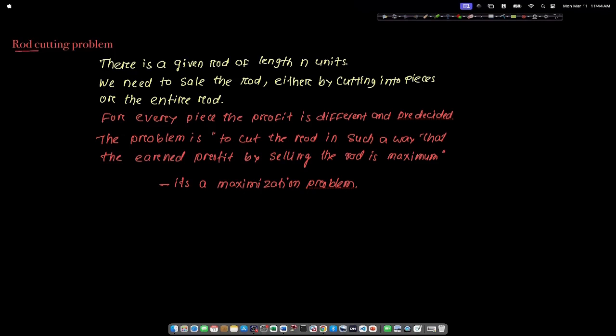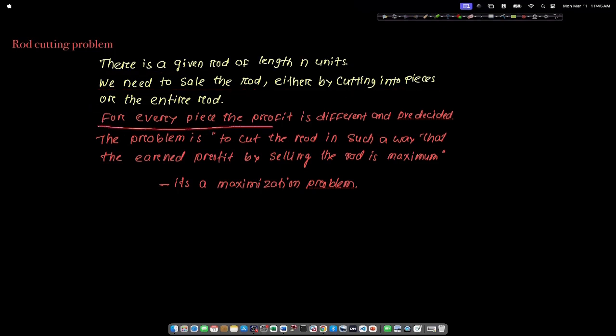We will discuss the rod cutting problem, a very well-known optimization problem in data structures. The problem goes like this. There is a given rod of length n units. We need to sell the rod either by cutting it into pieces or as the entire rod.